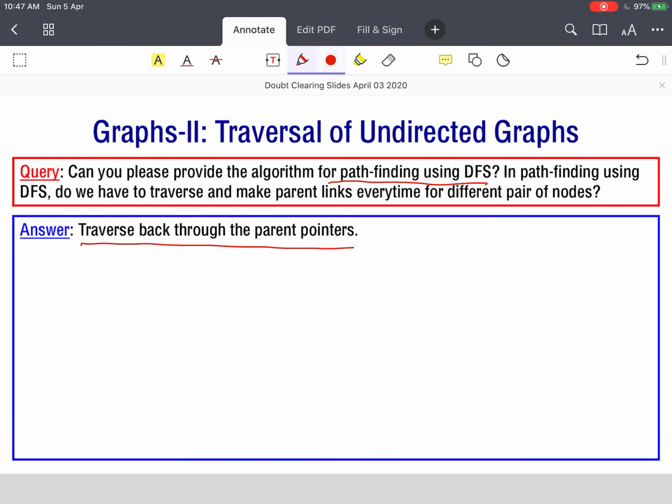So for path finding using DFS, all we need to do is traverse back through the parent pointers once the goal node is found. And do we have to traverse parent links every time for a different pair of nodes? Yes. It depends on how you have proceeded with the algorithm, because for every pair of start and goal nodes, it depends on how you have proceeded with the algorithm. And for DFS it will be different for different paths, depending on the order in which you have seen the children.